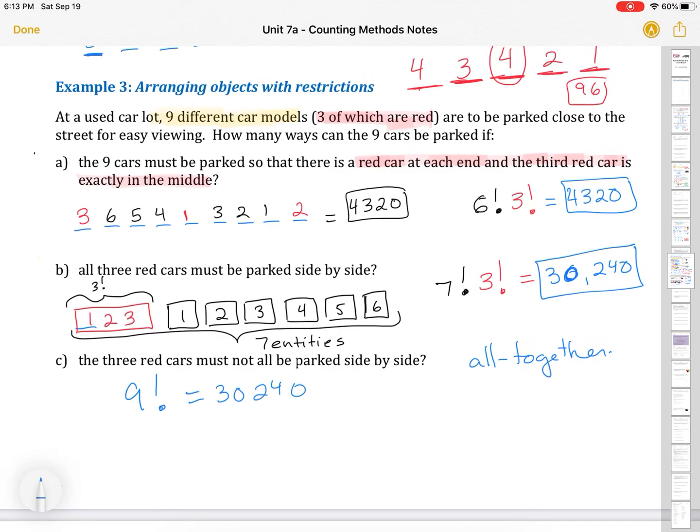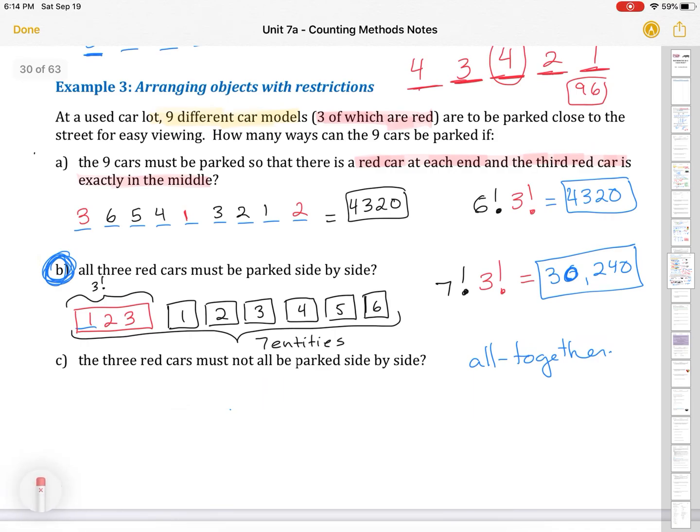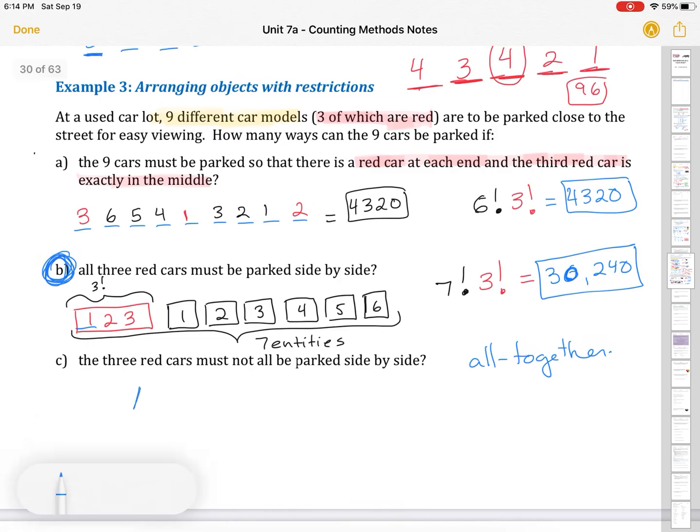9 factorial will give us 30,240, doesn't it? Oh, no, it does not. Oh, I know. Oh, because we figured that out. Here they were together, right? I'm sorry, guys. I had a brain fart.